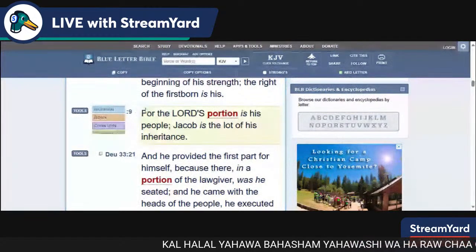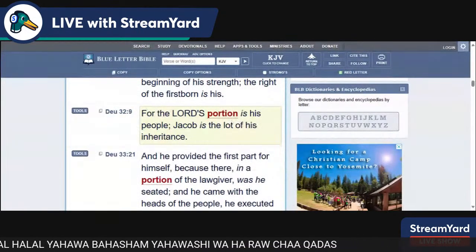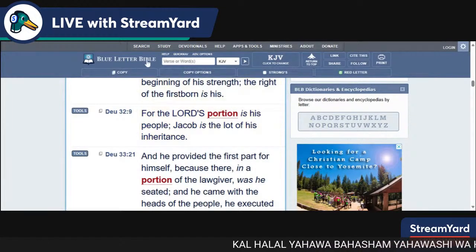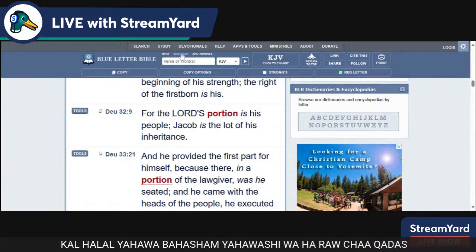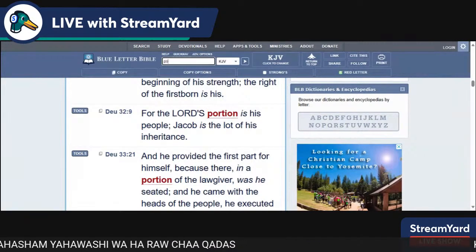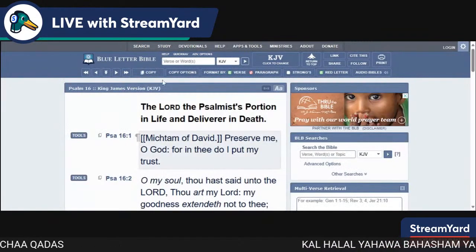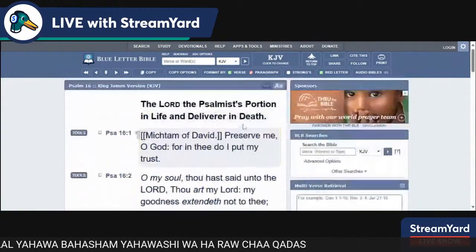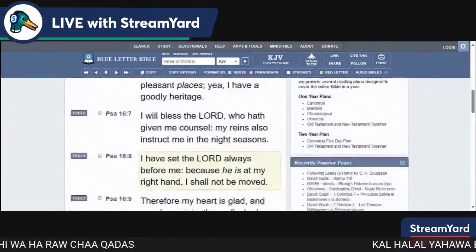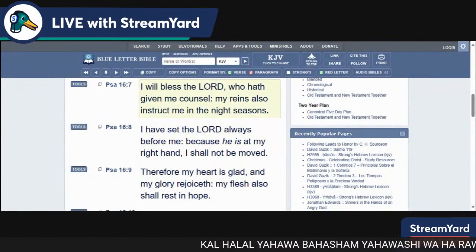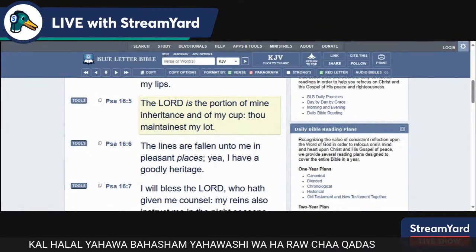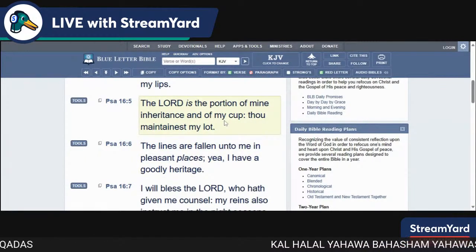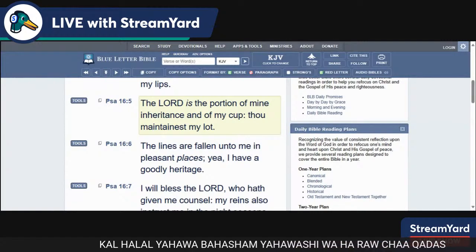Okay, here it is. For the Lord's portion is his people, Jacob. The Lord's portion is his people. Jacob is the lot of his inheritance. So let's get back to Psalms 16. The Lord is the portion of my inheritance, and of my cup thou maintainest my lot. So the Lord's inheritance is Jacob, the children of Israel, not the whole world.